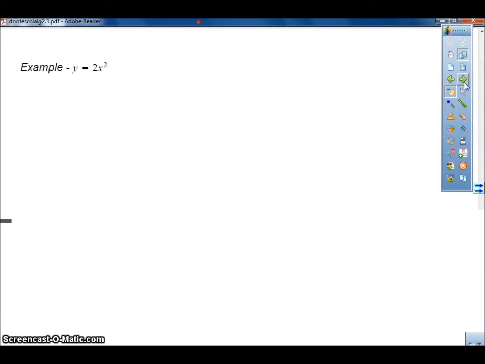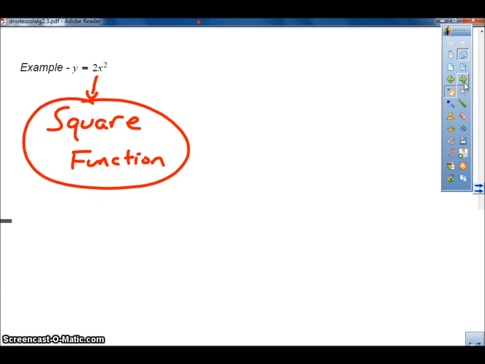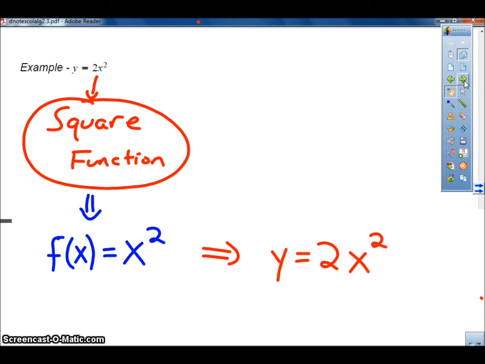Okay, so let's look at an example. Let's graph the equation y equals 2x squared. All right. This is a square function, so first you want to identify the basic type of function it is. This is a square function. And so the basic member of the square family is this function, f of x equals x squared. We are wanting to graph y equals 2x squared. So what's different here? The difference is this factor of 2 being multiplied to the x squared. And because this is bigger than 1, we call this a stretching of the graph of x squared.